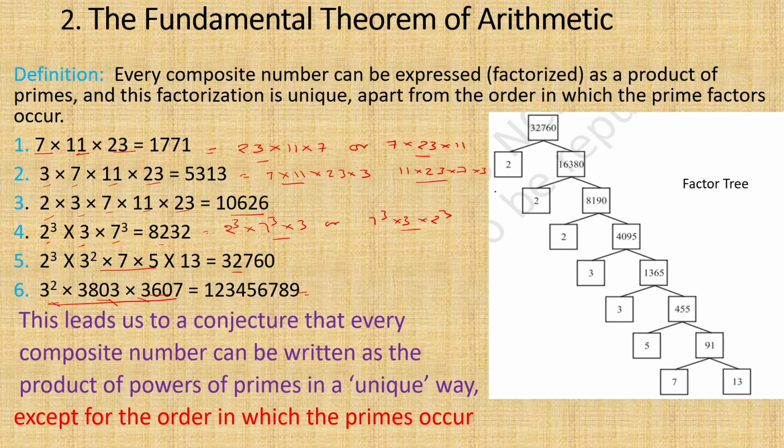How do we calculate a factor tree for any number? First we write the number here, and what is the first prime number? 2. We will divide it by 2. If it is divisible by 2, then we will get this number, and once again it is divisible by 2, we will get this one. Once again it is divisible by 2, we will get this number.